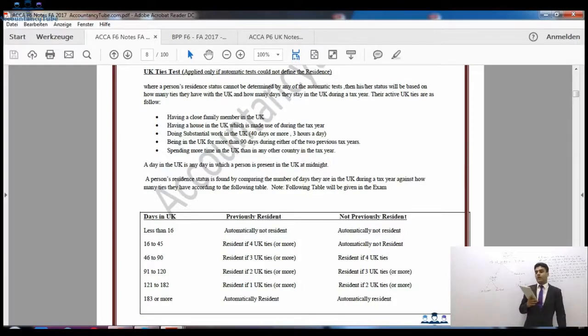All right. Again, the more days you spend in the UK in the current tax year, the fewer ties you need in order to be considered UK resident. You spend fewer days in the UK, you need more ties in order to be considered UK resident. By the way, there is no benefit of being UK resident. You only have to pay UK tax. So you will have to pay UK tax if you're UK resident. If you're non-UK resident, then you do not have to pay UK tax.